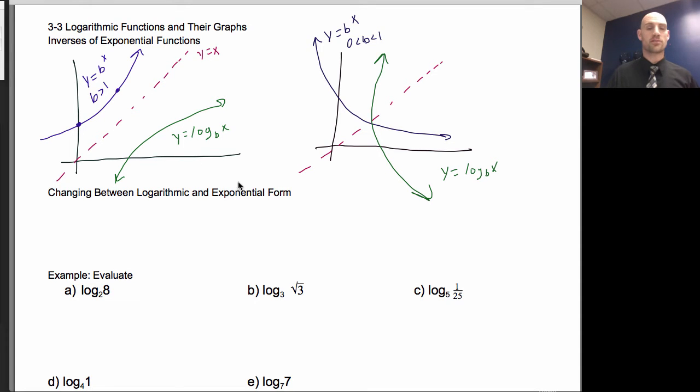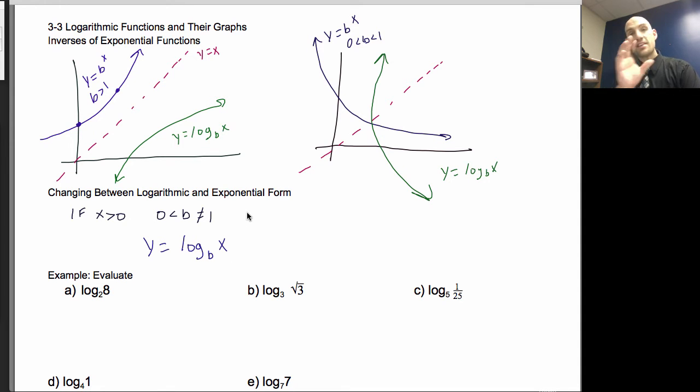So, how do we change between these forms? When we change between these forms, they are very related, for a good reason. They are inverses. A bit of the background of this is, if x is greater than 0, and b is greater than 0 but b is not equal to 1, we're going to have an equation that looks like this. y equals log base b of x. This is true if and only if b to the y power is equal to x.